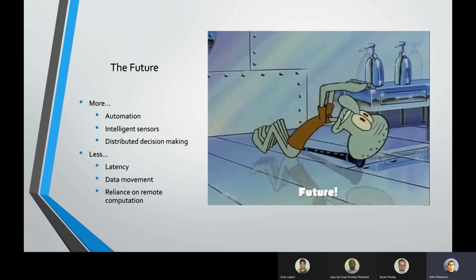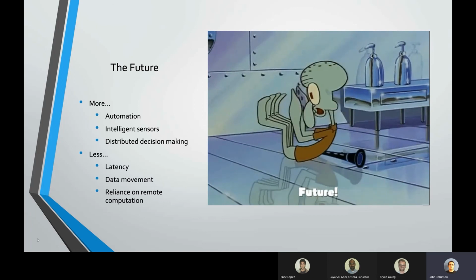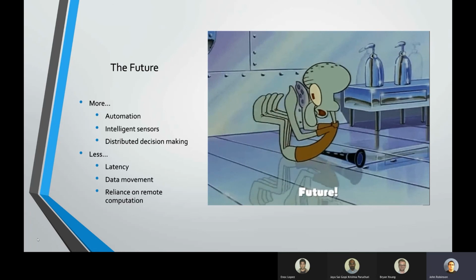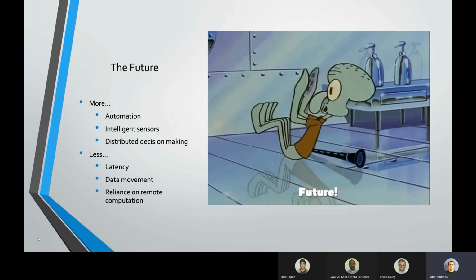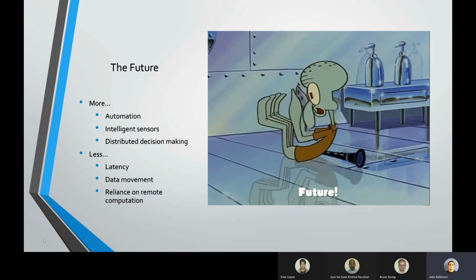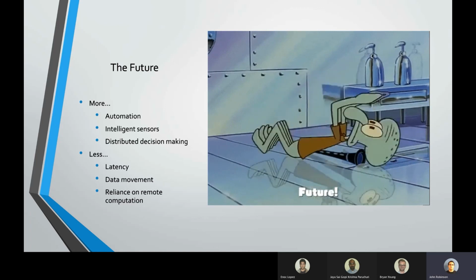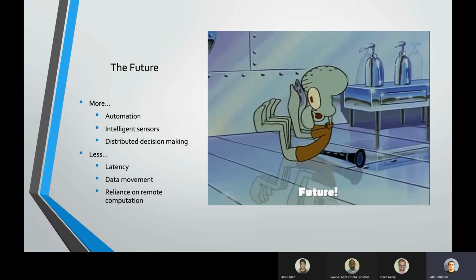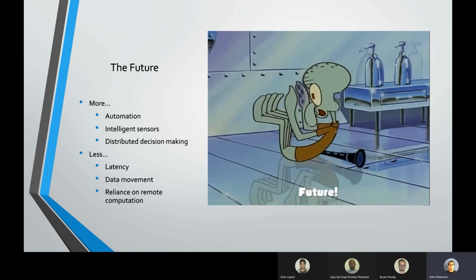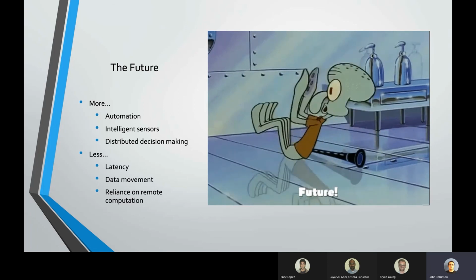Slide. So, what can we expect to see in the future? In broad terms, we can expect to see greater automation, which is driven by intelligent sensors, which are themselves used to power distributed decision-making processes. On the flip side, as we continue to push data to the edge and process it where it's generated, we can expect to see far less operational latency, far less data movement, and again, far less reliance on remote computation.